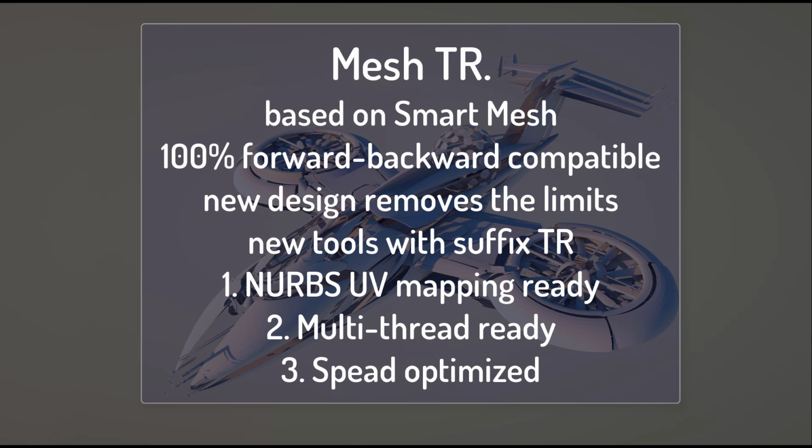Mesh TR is a next generation of smart mesh engine. It is 100% forward-backward compatible, so you can work on object with mesh TR tools and smart mesh TR tools together without any compatibility problems. It has a new design which removes some technical limits of smart mesh. And all the new tools which are based on mesh TR are with suffix TR. Mesh TR has 3 major new features.